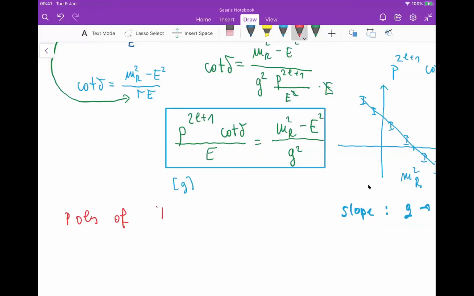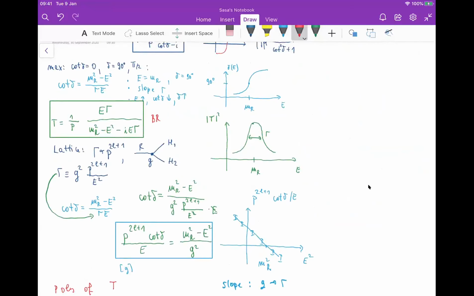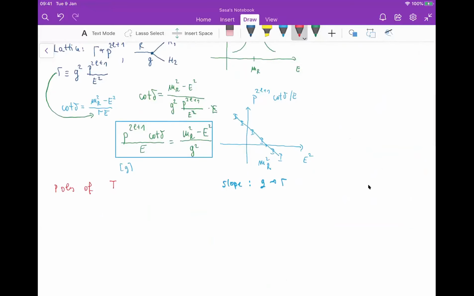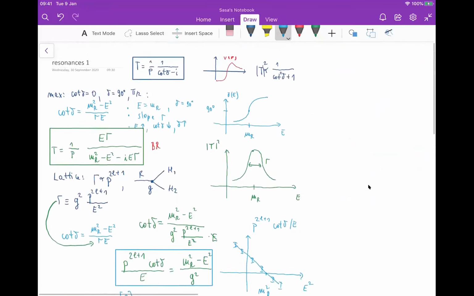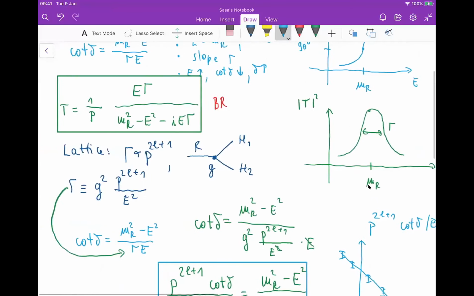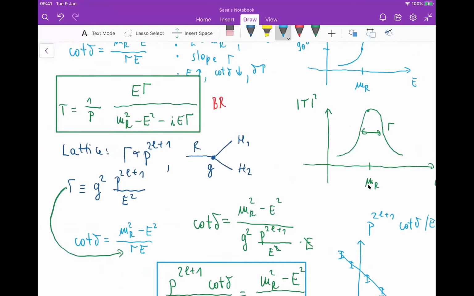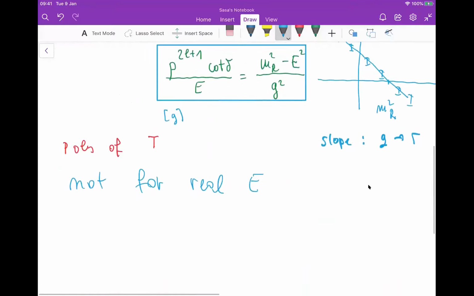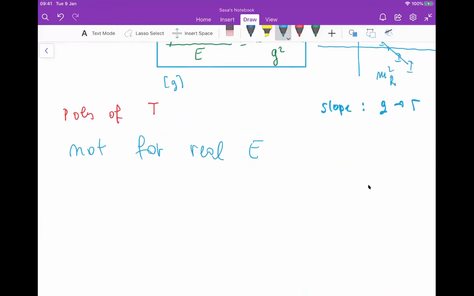Okay, so let's see if the scattering matrix has a pole. On the real energy, it doesn't have a pole, you see. It's always finite. So for real energy, obviously it doesn't have a pole. So we have to wander in the complex plane to find for which complex energy it has a pole. Now we take this equation, the one encircled in green. It has a pole when the denominator is 0. The denominator is m_R squared minus E squared minus i E gamma. Where is this 0? This is a quadratic equation, really easy to solve.